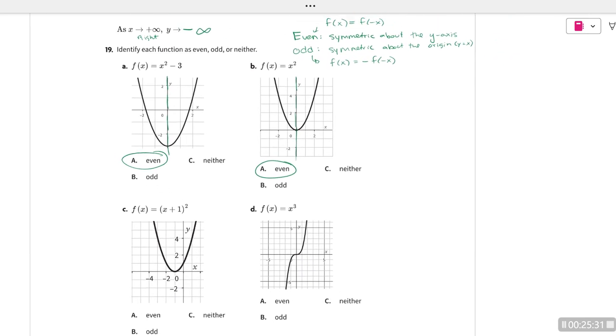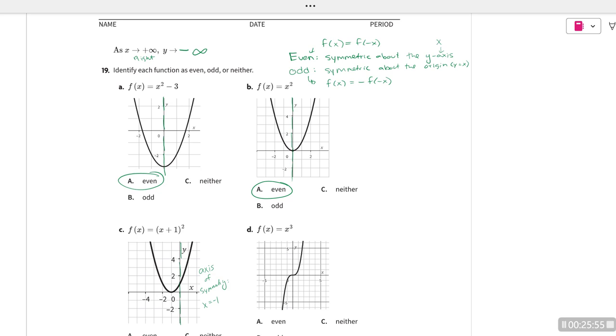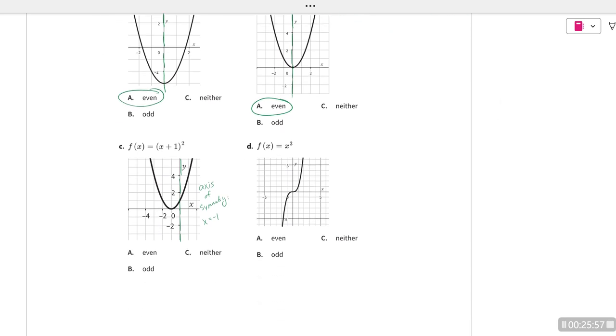Now this one, even though a, b, and c are all quadratics, is not symmetric about the y-axis. Its axis of symmetry is x equals -1, not x equals 0, right? The y-axis, another way of phrasing that, is x equals 0. So it is neither. It's definitely not odd because we don't see it going in both directions. So that one is neither.